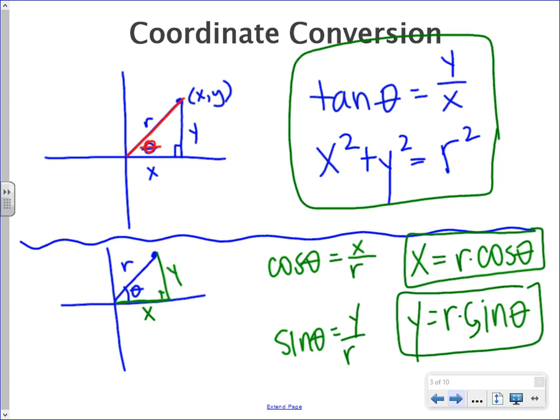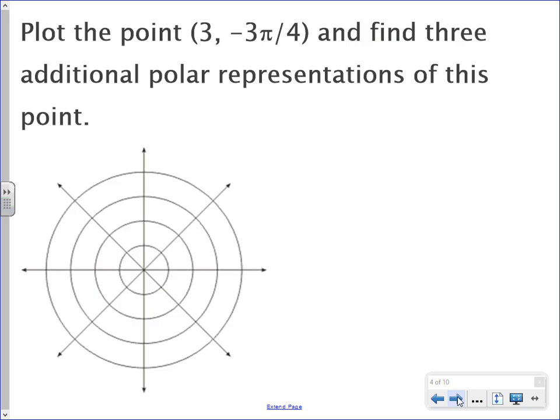So let's go ahead and practice graphing. Okay. So I'll give you a moment to A, write down the coordinates, and B, just draw that simple polar plane that you see up there.